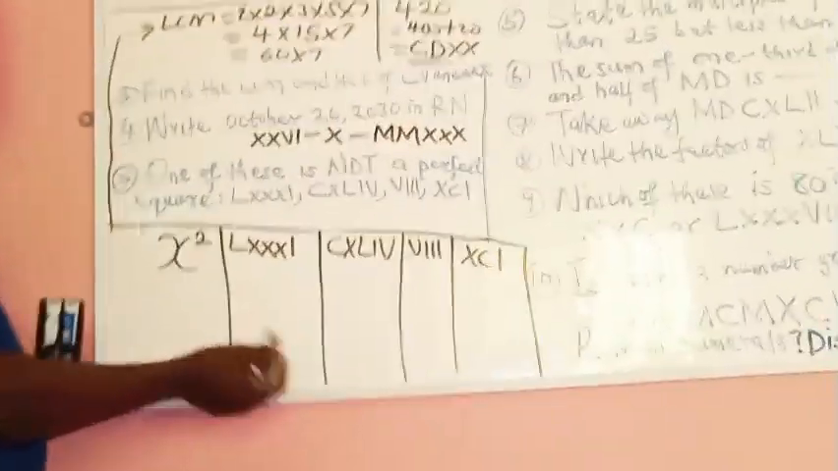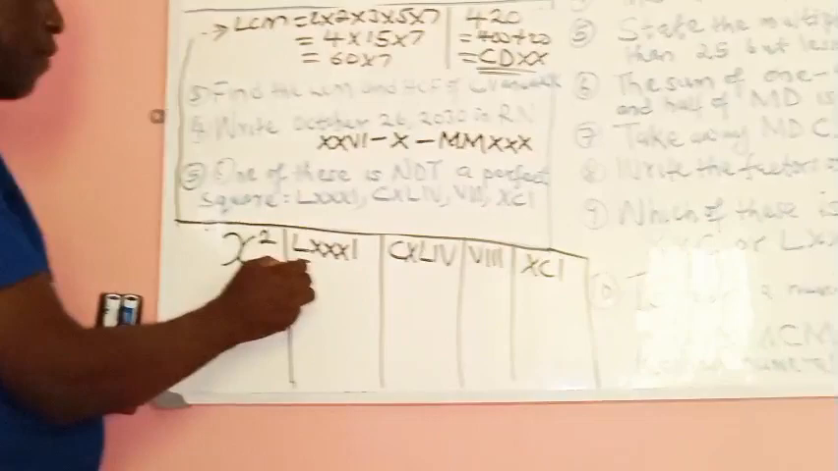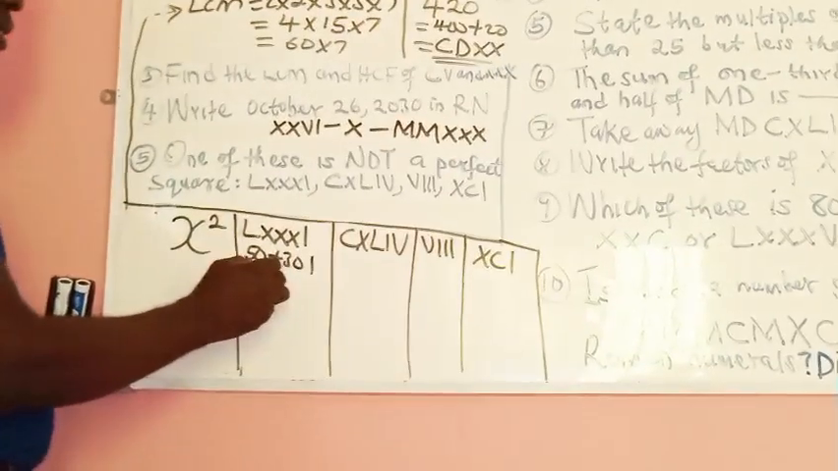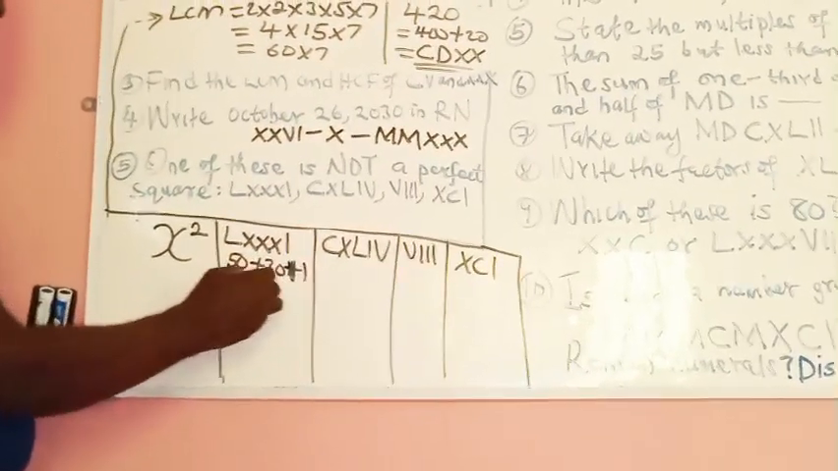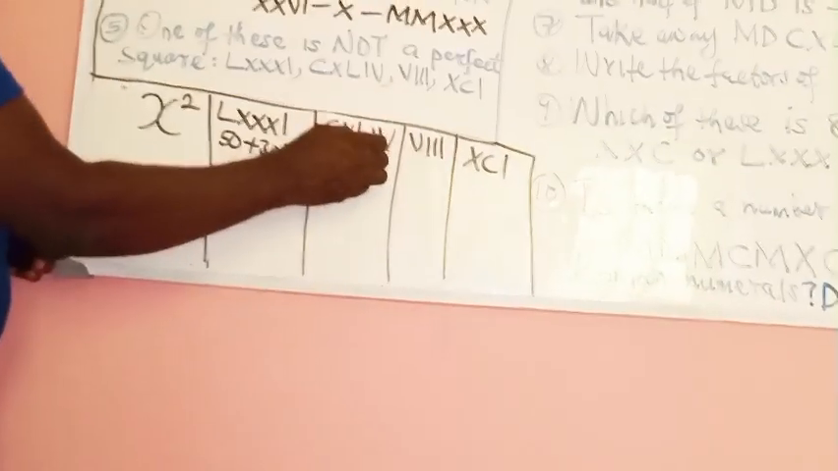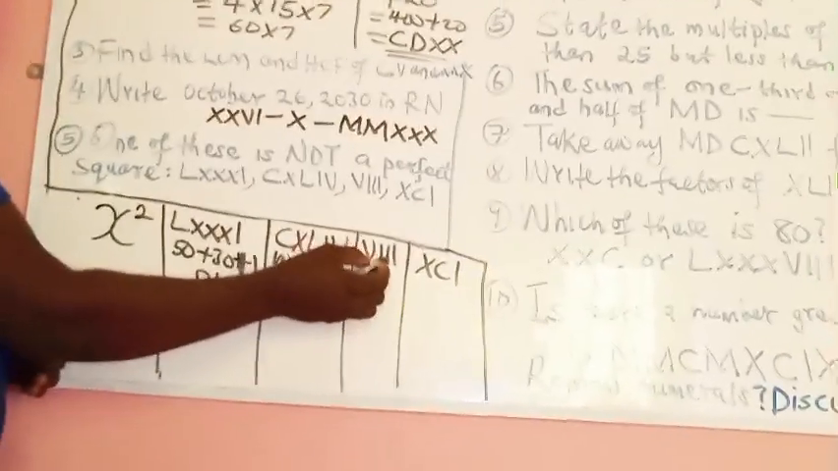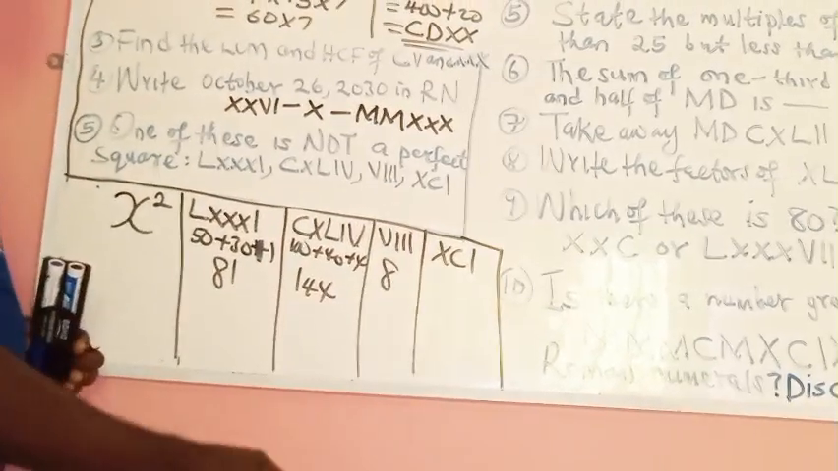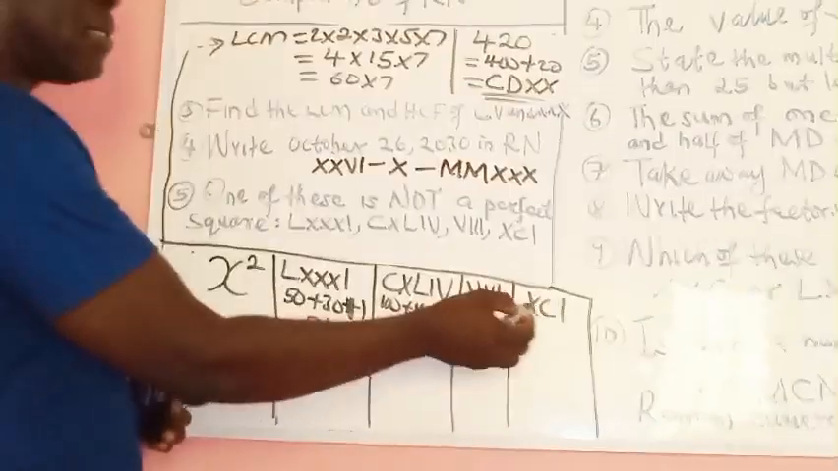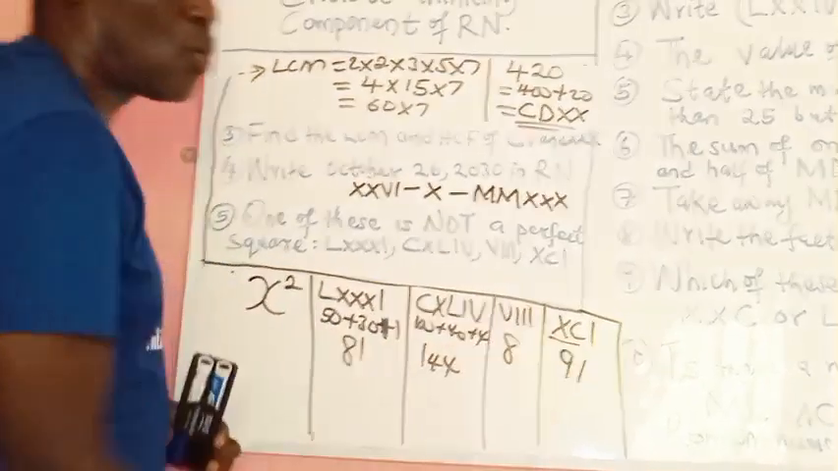Hindu-Arabic. This one, L is 50, triple X is 30, then this is 1. So that is plus 1, okay? That gives us 81. This is 100, SL is 40, IV is 4, that is 144. VIII is 8, that's straightforward. XC: S is 9, S is 10, C is 100, that's 90, plus 1, 91.